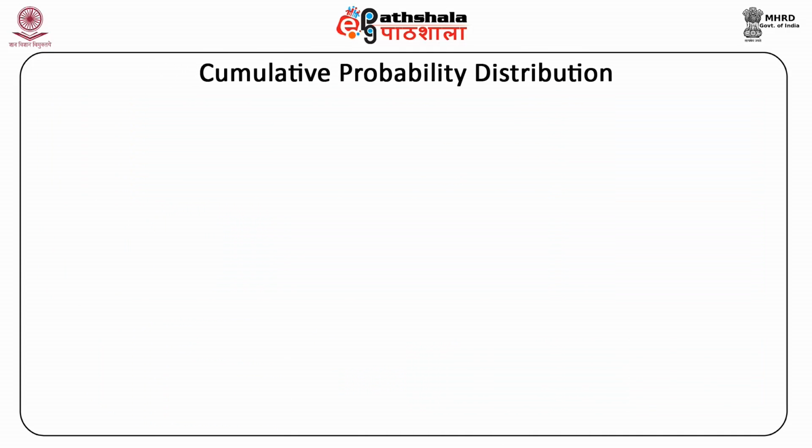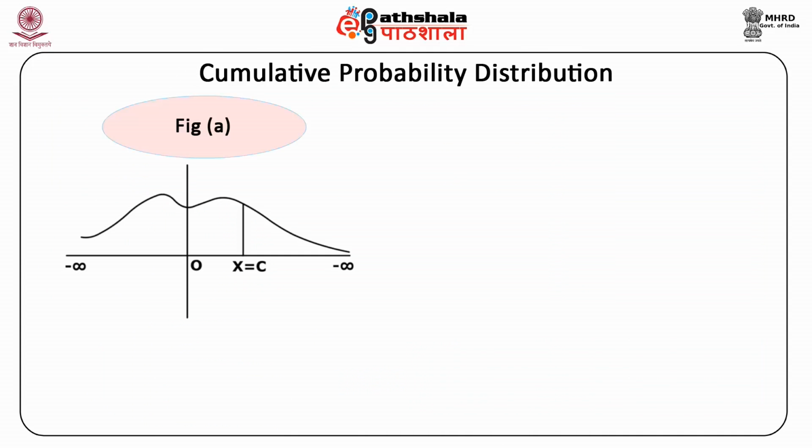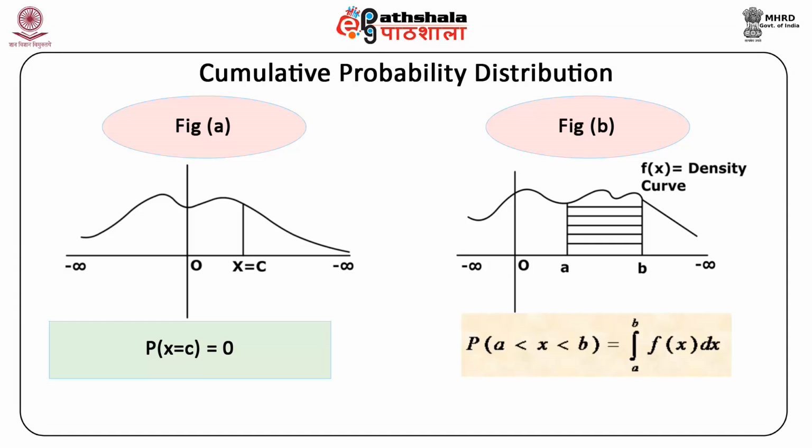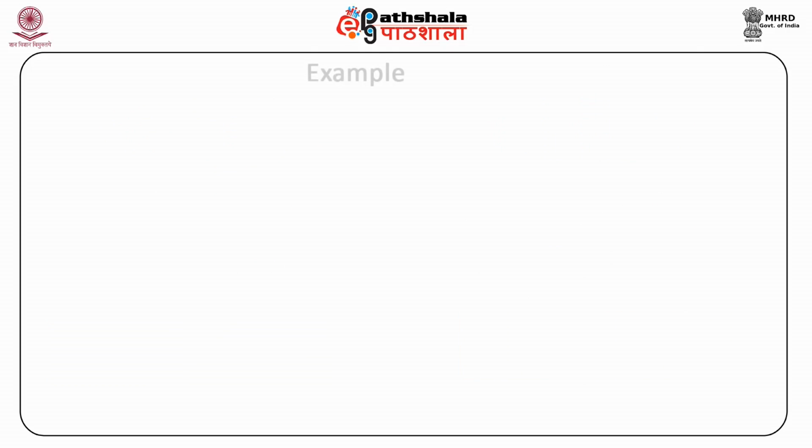Explaining equations 1 and 3 by figure A and figure B. In figure A, probability of x equal to c is equal to 0. In figure B, probability of a less than x less than b is equal to integral a to b f of x dx. Let us look at an example now.